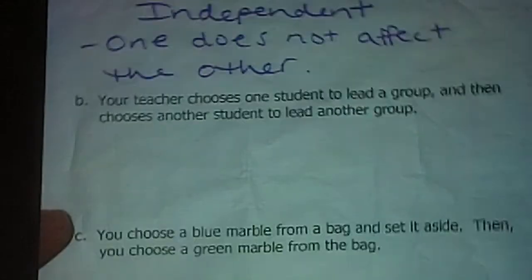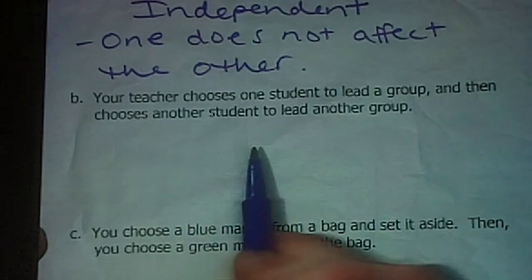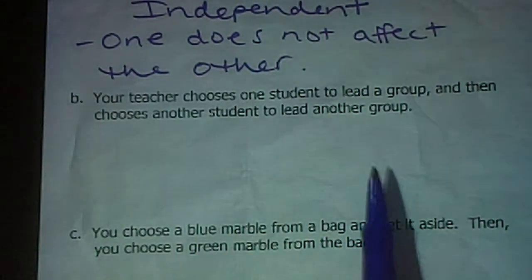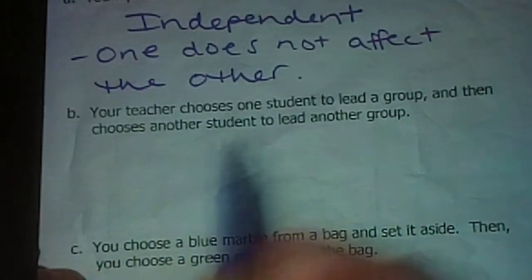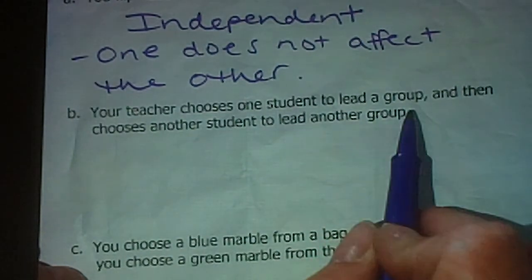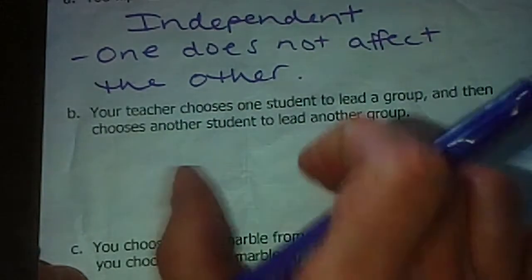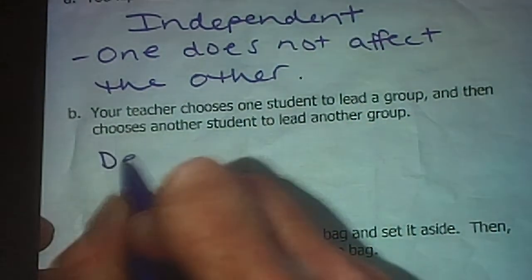Okay. Next, example B. Your teacher chooses one student to lead the group, then chooses another student to lead another group. Now, looking at this, you might think, well, those are 2 separate things. They don't matter to one another. But if I pick the first student to lead that group and they're leading their group, are they able to lead the other group? No. So who I pick the first time can't be picked again. So these events are dependent on one another.